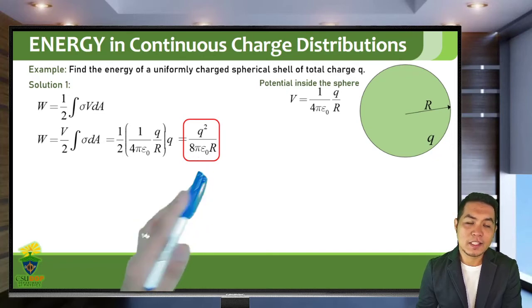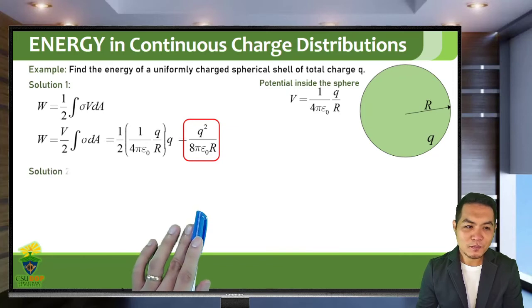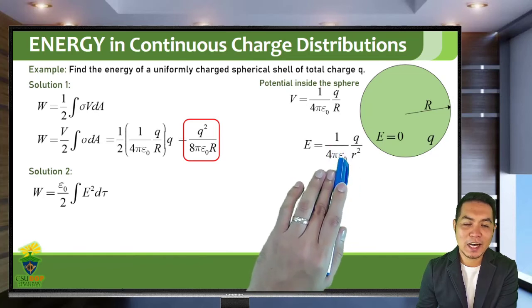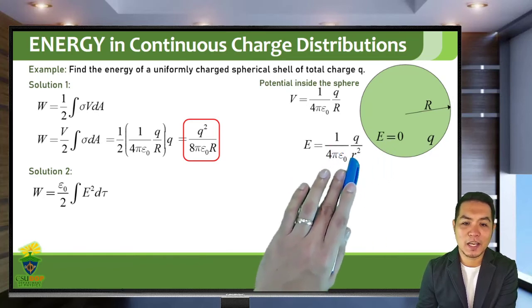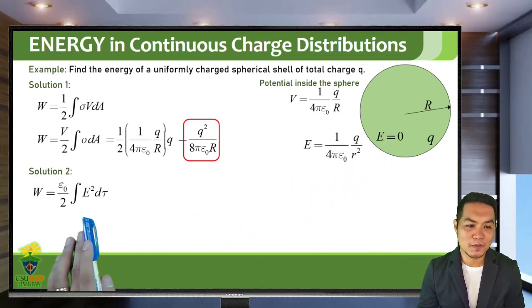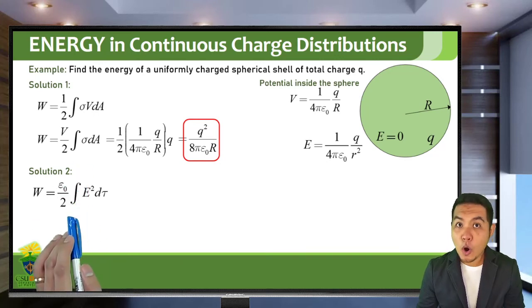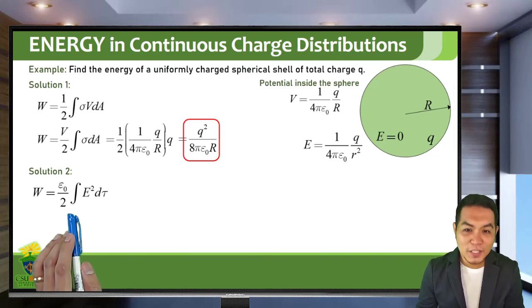For this problem we also know the electric field inside and the electric field outside. The electric field inside is 0, and the electric field outside is just kq over r squared. So we can also use the second formula. Take note that in this formula the integral is over all space, meaning from 0 to infinity.